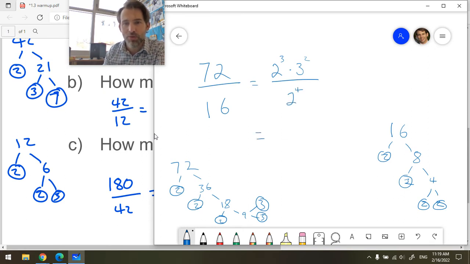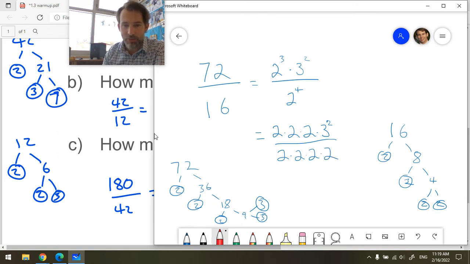And then if I want to reduce that, I can cancel. But how do I do that? Well, when we see these exponents, we might get confused. So I'm going to leave that there. I'm going to bring my canceling pen back to it in a second. I'm going to write it in a new way: 2 times 2 times 2 times 3 squared, over 2 times 2 times 2 times 2.